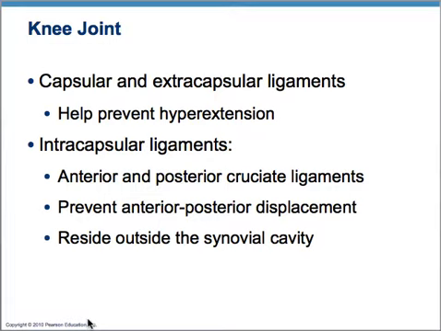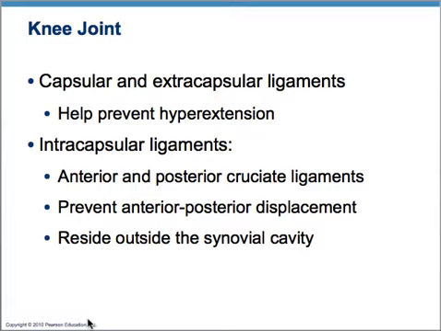There are capsular and extracapsular ligaments. Remember, we talked about those were two of our 3 different types of ligaments that stabilize a synovial joint, and they help prevent hyperextension. So remember that hyperextension is going past that degree of normal extension of the elbow.